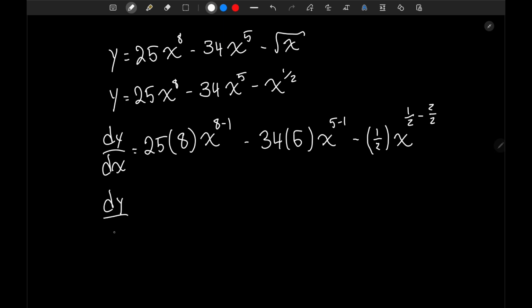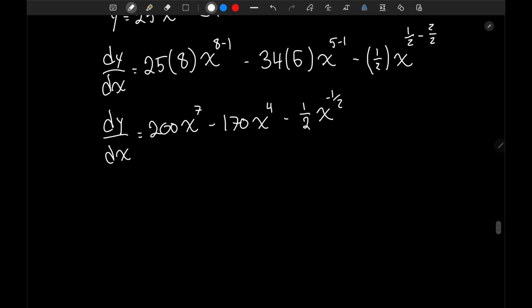We have dy over dx is equal to 200 x to the 7 minus 170 x to the 4 minus 1 over 2 x to the minus 1 over 2.